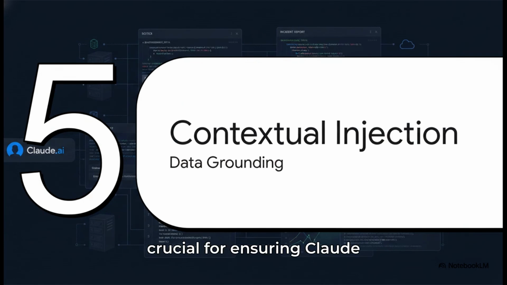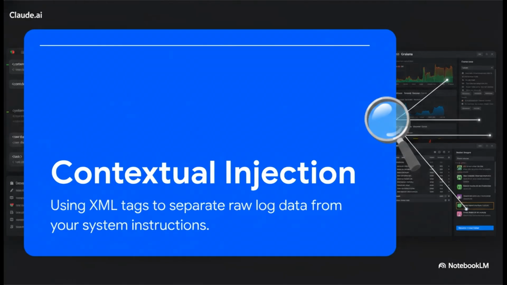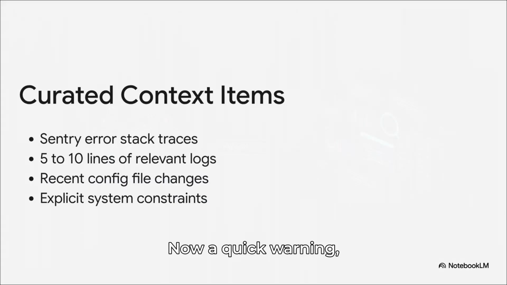This one is absolutely crucial for ensuring Claude actually knows what's happening in your specific environment, rather than just guessing based on its training data. Contextual injection uses structural markers, specifically XML tags like context and task, to separate your raw data from your instructions. And here's why this is so insanely powerful. Anthropic actually uses XML tags in their own internal system prompts. So Claude recognizes them natively, allowing it to flawlessly parse multi-part instructions without mixing up your prompt with the raw log data.